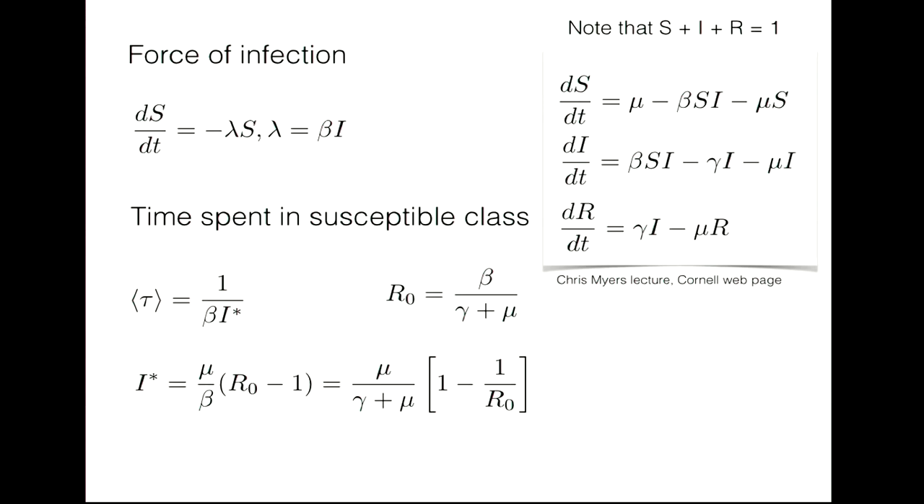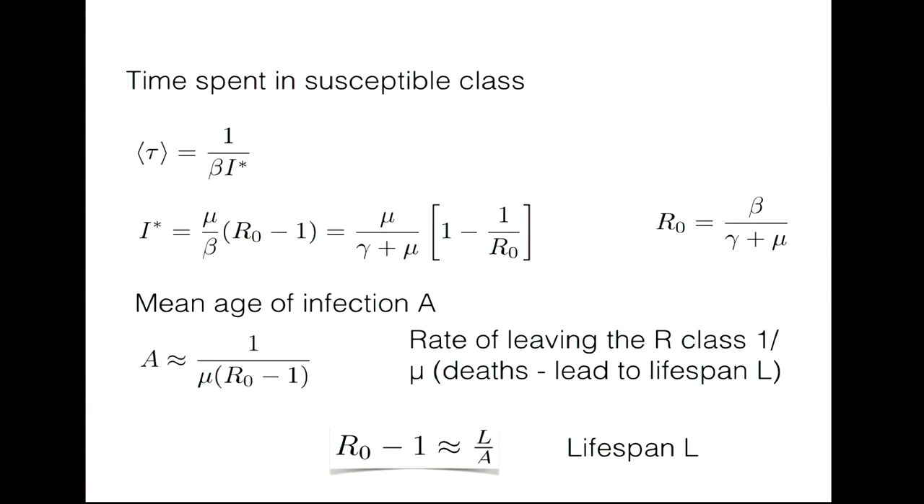So from here we also know that R naught is beta divided by gamma plus mu. I can put that factor of beta back in and finally get I star to be mu by beta times (R naught minus 1), or mu by (gamma plus mu) times (1 minus 1 by R0). So if I know I star, I can try and invert this to get R0. Let's just go one step further. So this is what we started out with.